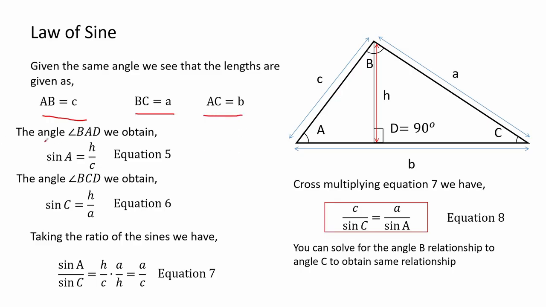For the angle BAD, we get an expression for sine A, which is just the ratio of h over c as shown in equation 5. For the angle BCD, we obtain an expression for the sine C, which is just the ratio of the length h over a as shown in equation 6. Now, taking the ratio of the sines, we have equation 7. Cross-multiplying the terms in equation 7, we arrive at equation 8, which is an expression for the law of sine. You can get the angle B relationship using a similar approach.